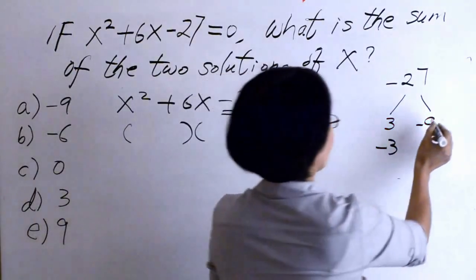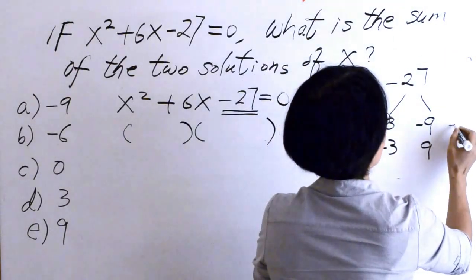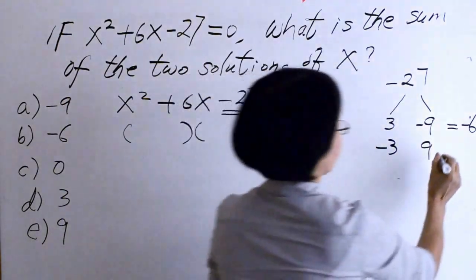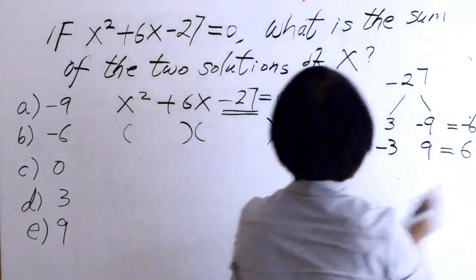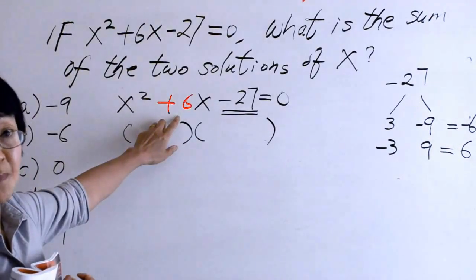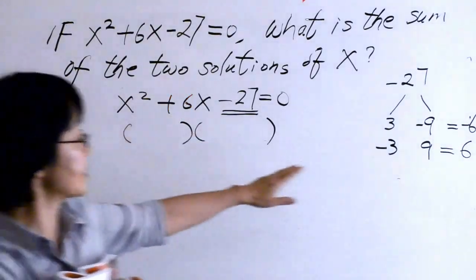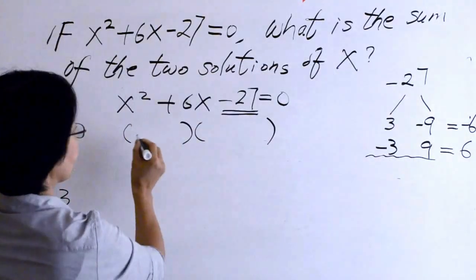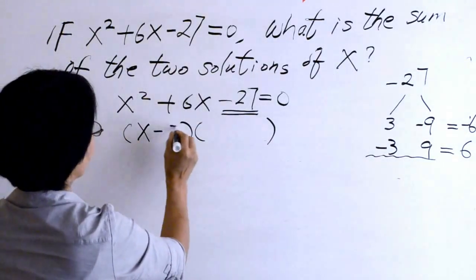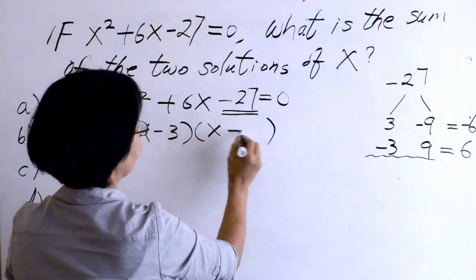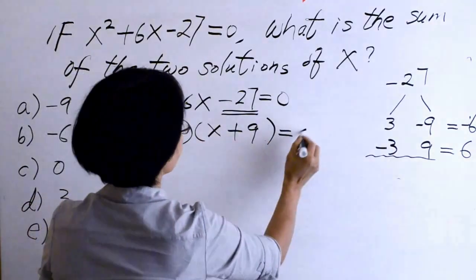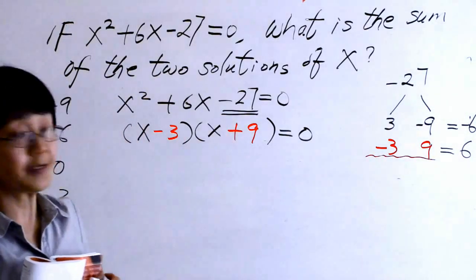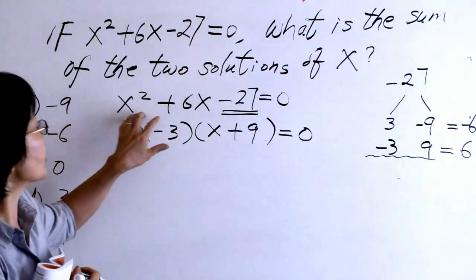Okay? For example, if I add these two together, I will get negative 6. If I add these two together, I will get positive 6. Because the middle term is positive 6, that's why I want to pick this pair here. Okay? So this pair is chosen. So this is how you do it. x minus 3 and x plus 9 equal to 0. So this is the skill of how you factor the trinomials.